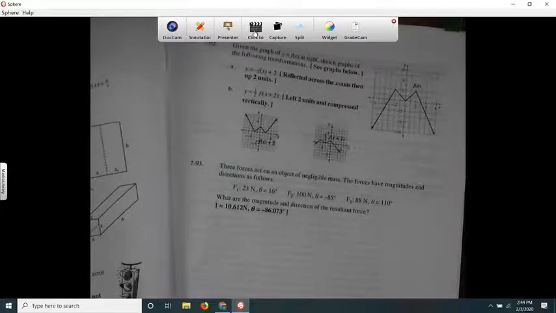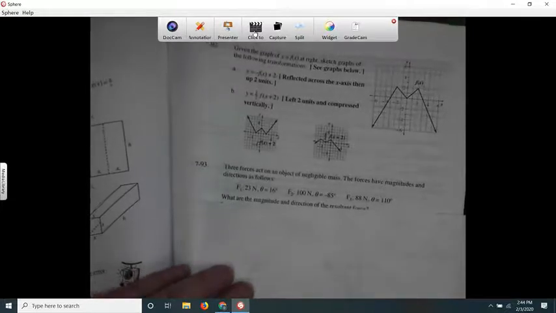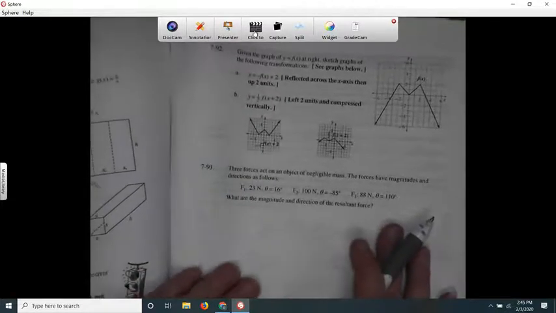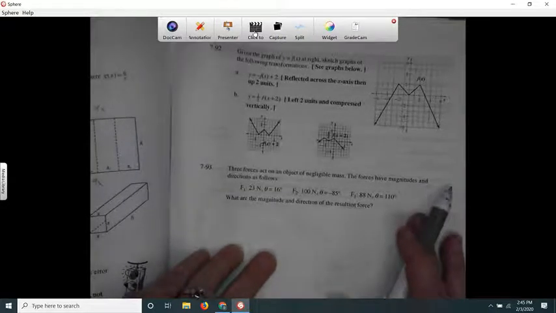Okay, here's 7-93. It says 3 forces act on an object of negligible mass. The forces have magnitudes and directions as follows. So we can think of these as vectors. What are the magnitude and direction of the resultant force?